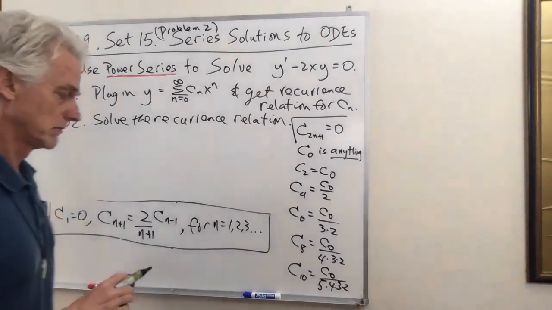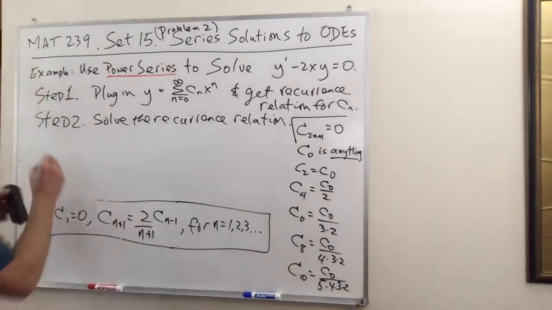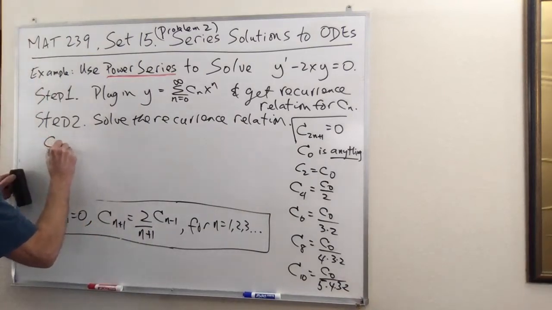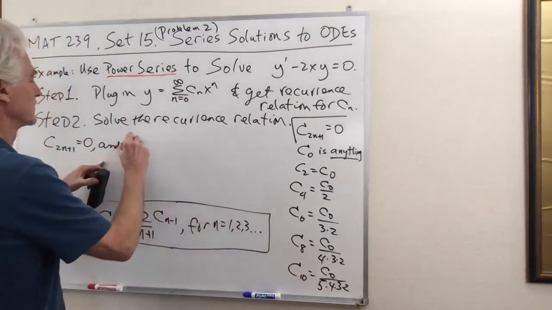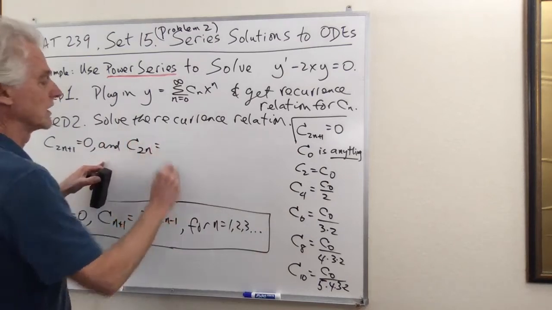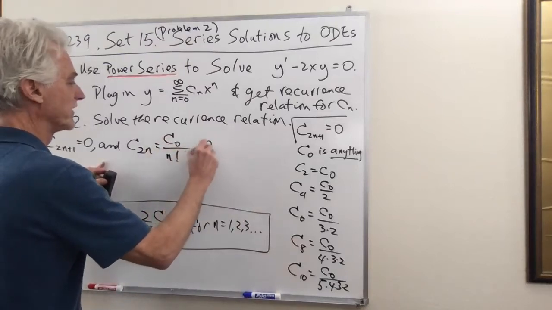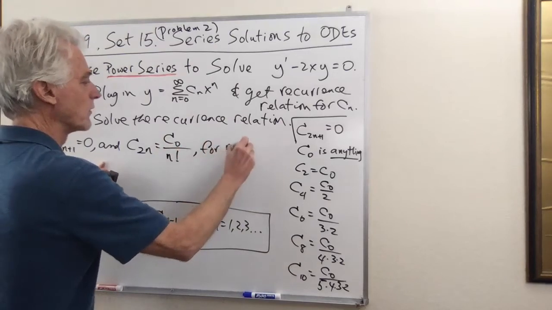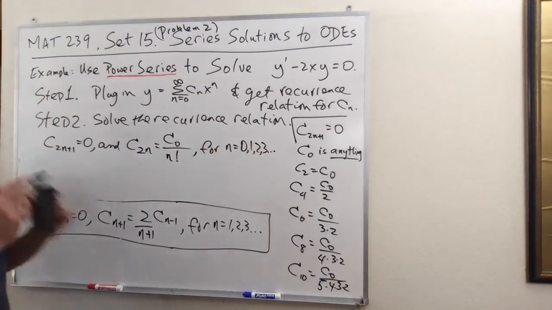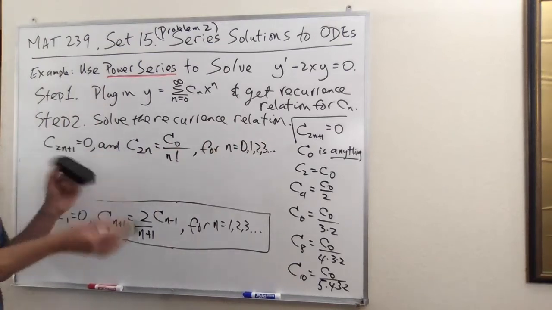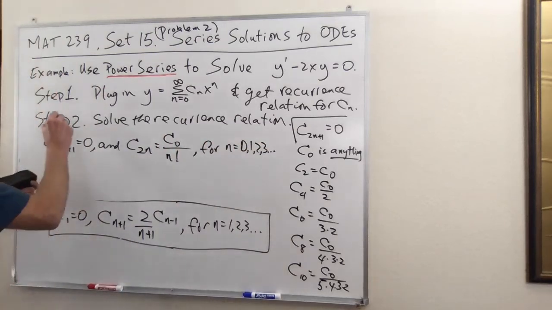All right. So let's see if we can summarize this. To solve this recurrence relation, we found that C2n plus 1 equals 0. And I think you can see it. C2n is C0 over n factorial. And this is for n equals 0, 1, 2, 3, and so on. Right? Now, sometimes we can get a closed formula for all the Cn's like this. Sometimes we can't. But this is really beautifully solved.